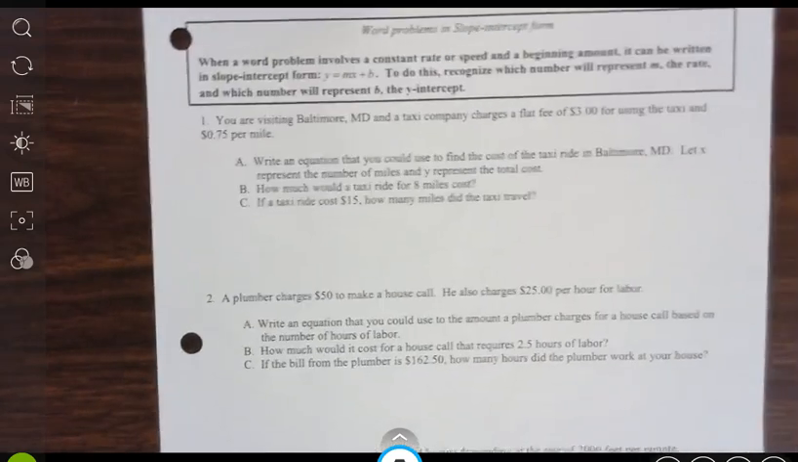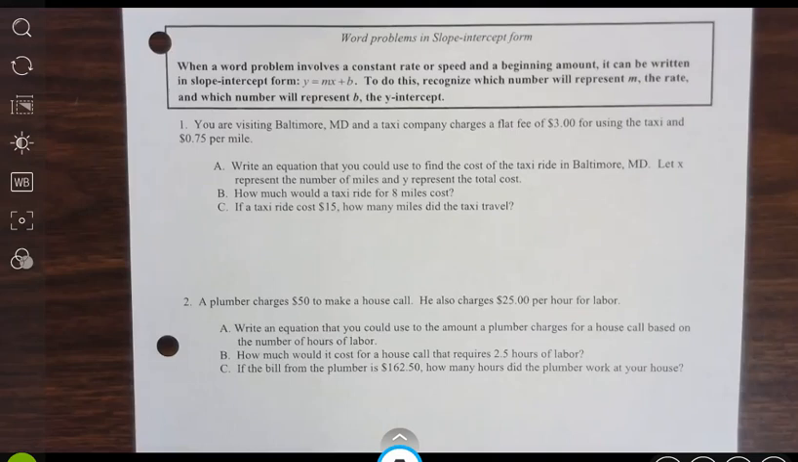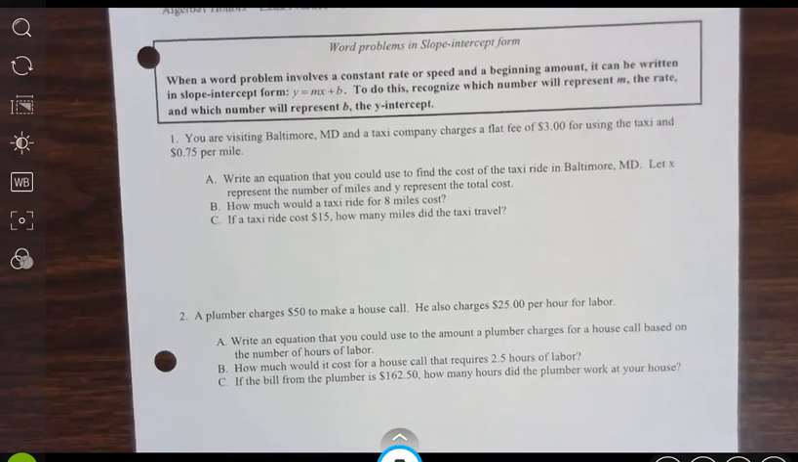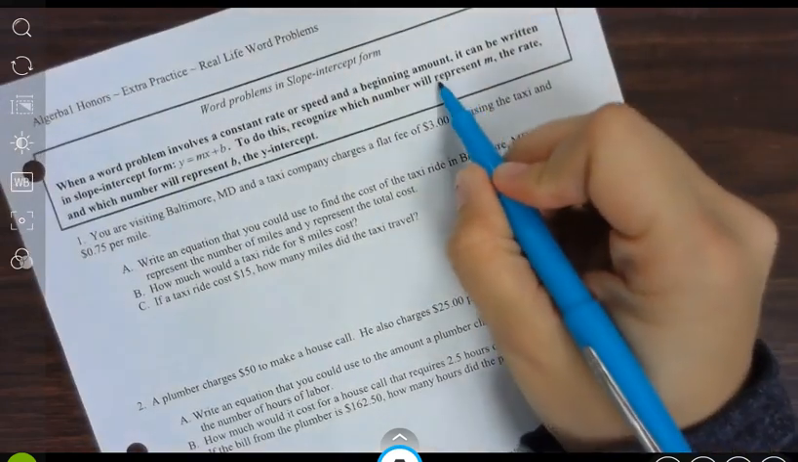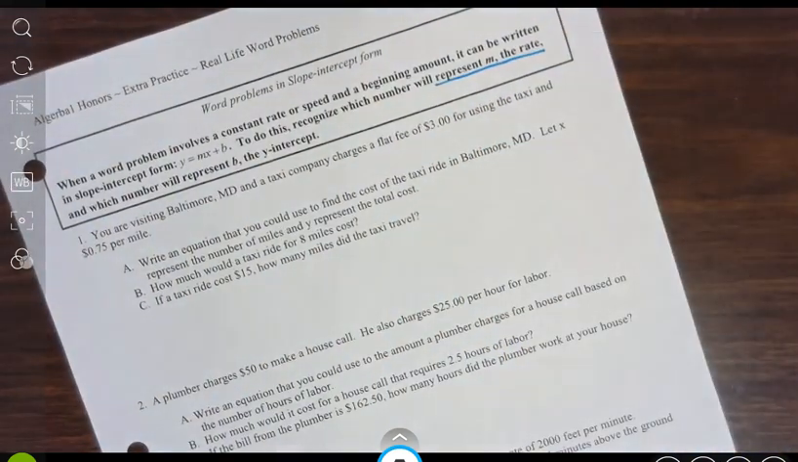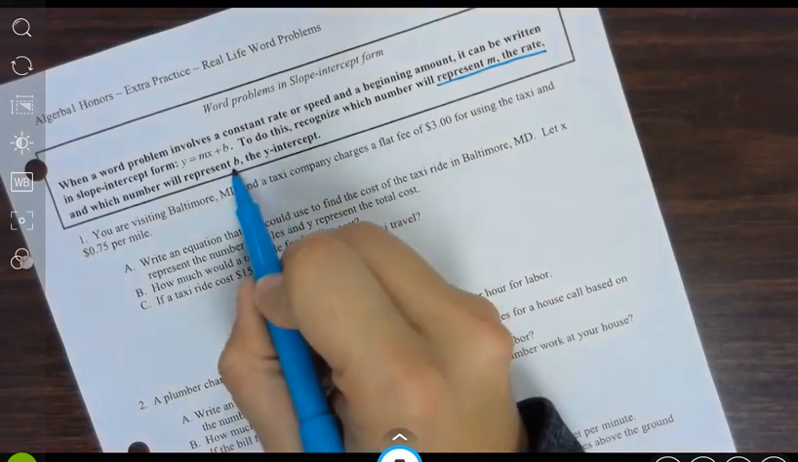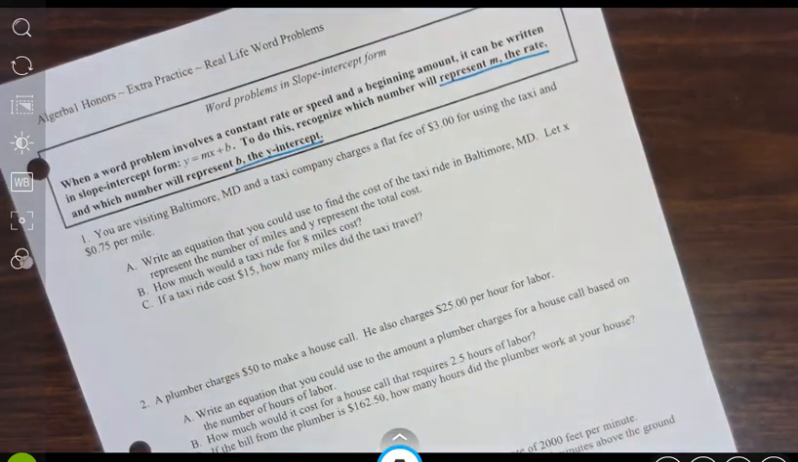So at the top it says, when a word problem involves a constant rate or speed and a beginning amount, it can be written in slope-intercept form, which is y equals mx plus b. To do this, we have to recognize which number will represent m, which is the rate, and which number will represent b, which is the y-intercept.